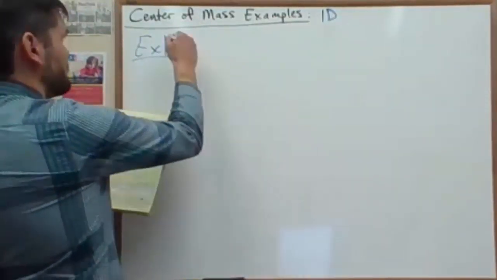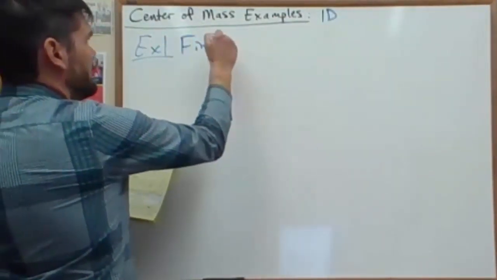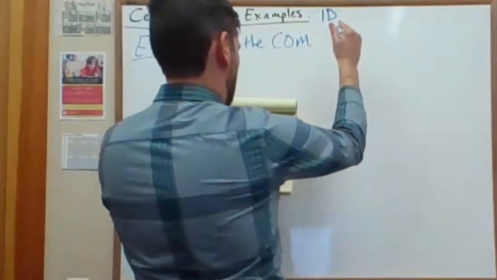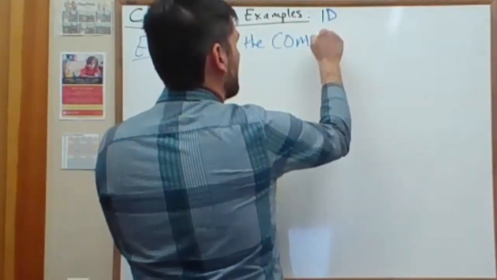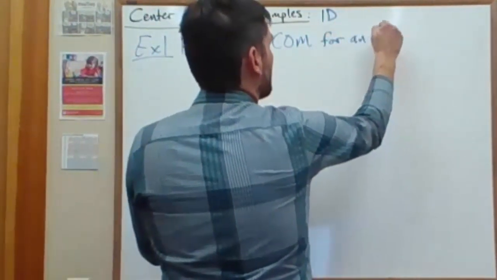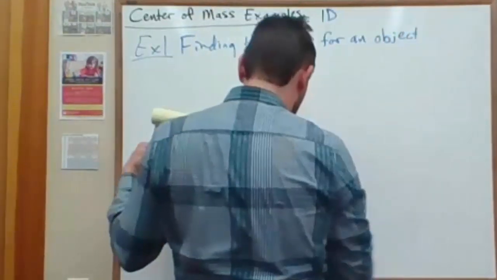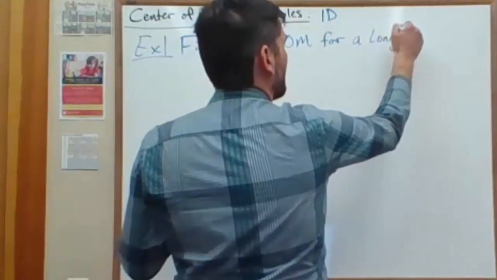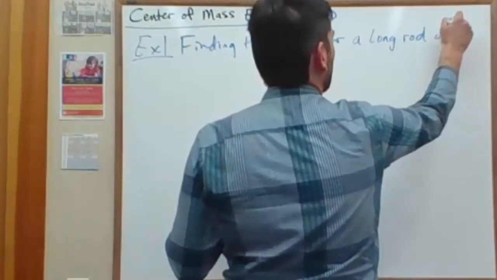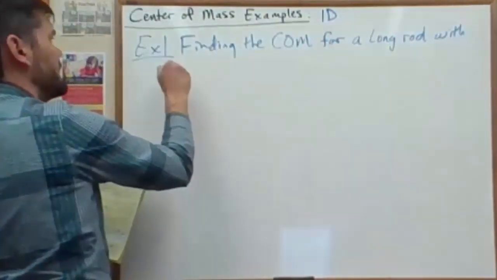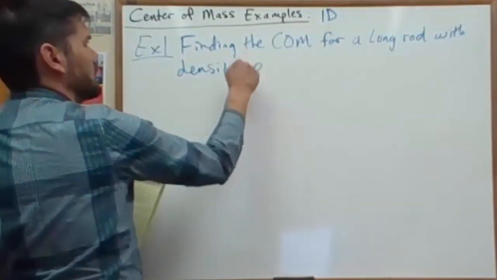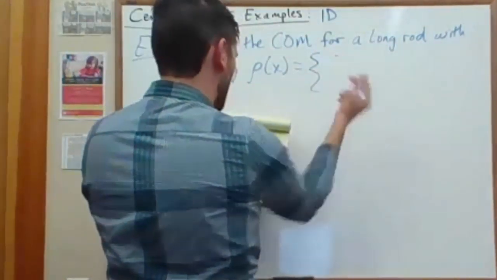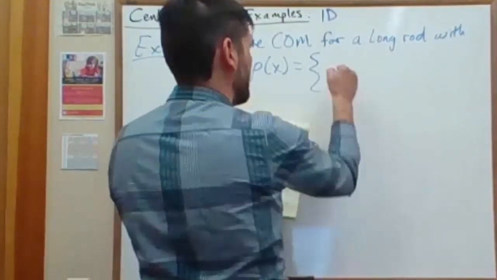We're going to look at specifically finding the center of mass for an object, not an object, a long rod with density rho of x defined. The piecewise function, let's start with a piecewise constant function.